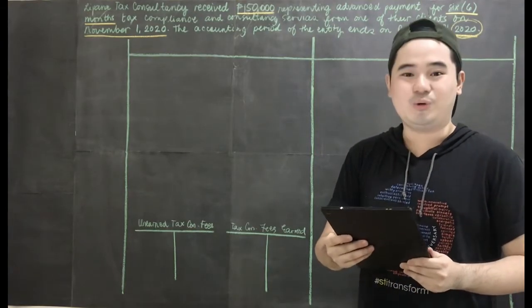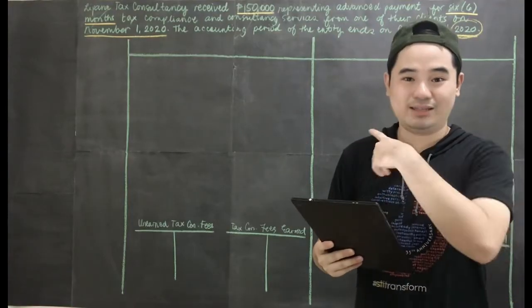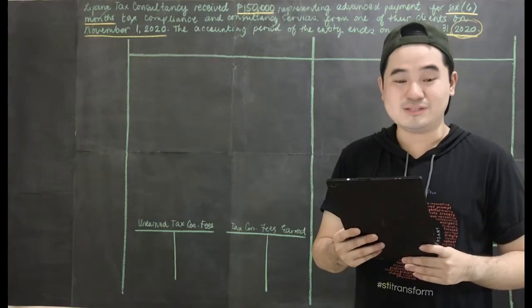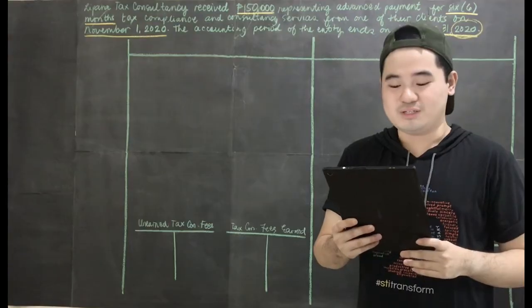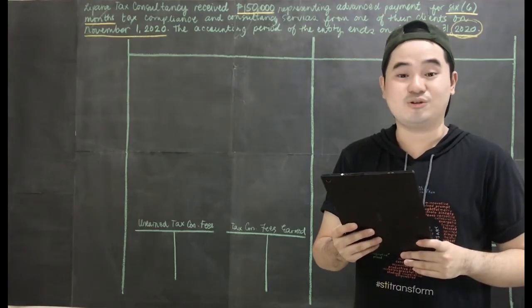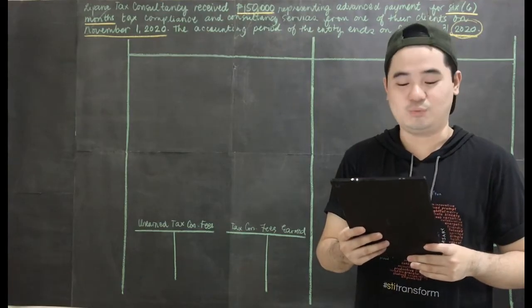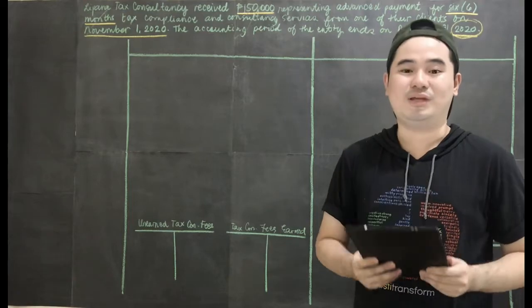Let me read to you the problem, which is also available here on our board and in your handouts. Lipana Tax Consultancy received 150,000 representing advance payment for 6 months tax compliance and consultancy services from one of their clients on November 1, 2020. The accounting period of the entity ends on December 31, 2020.